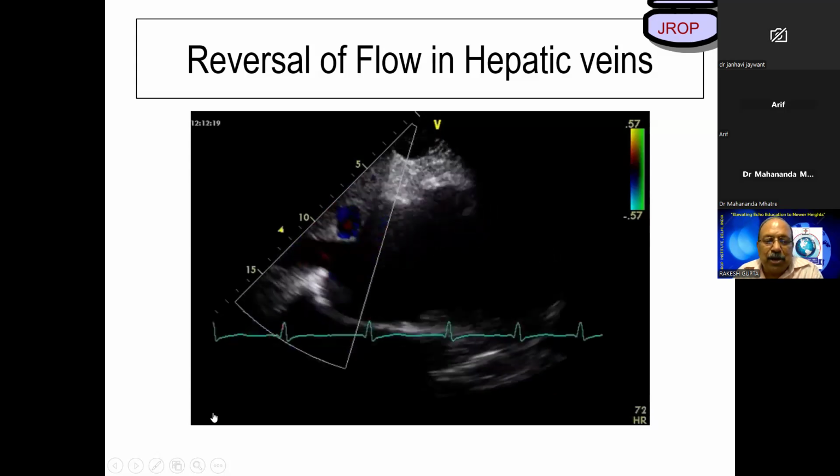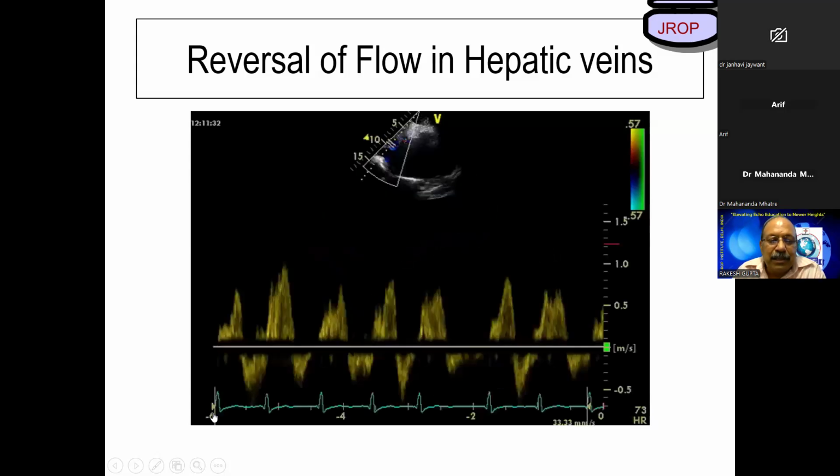If I put a Doppler spectrum pattern, this is what exactly is happening. The flow which appears to be there in diastole is all seen during systolic reversal. This is all systolic reversal. In which condition do we expect a systolic reversal? Severe TR. Severe TR. Perfect.